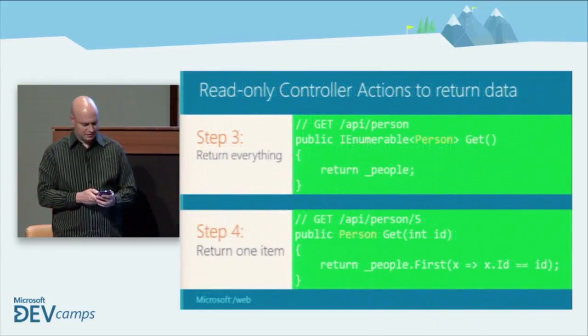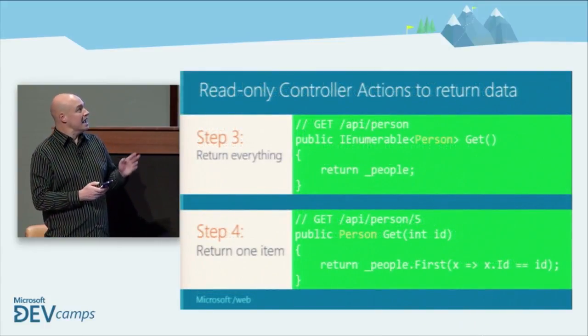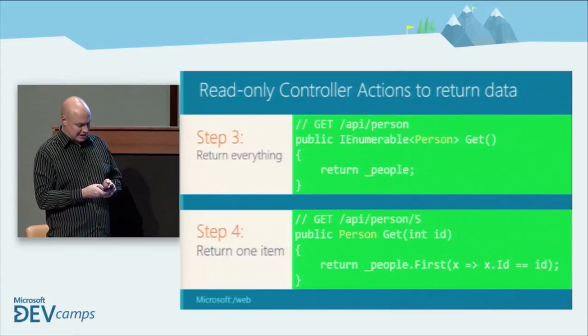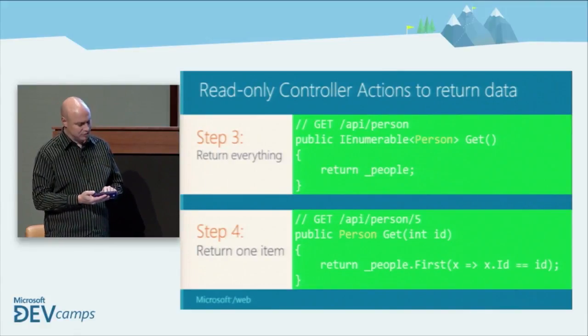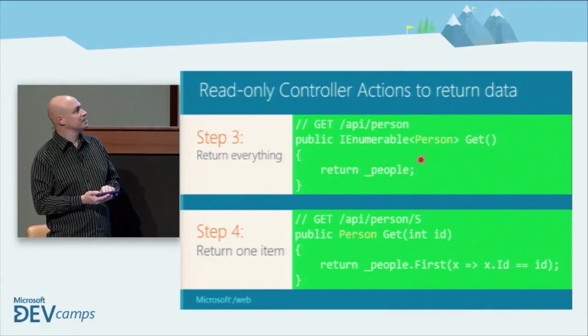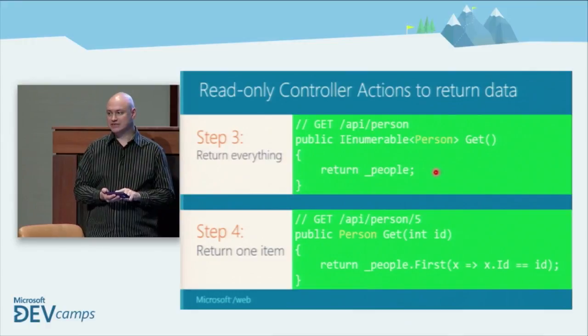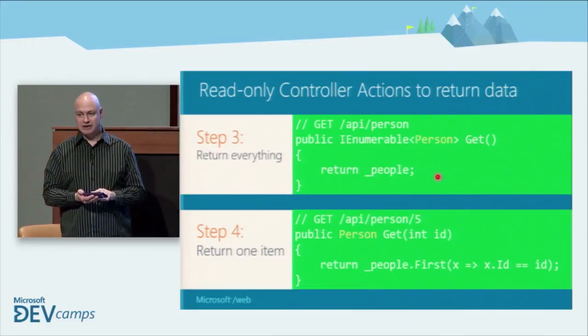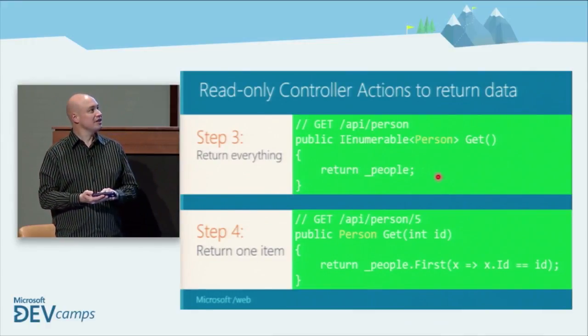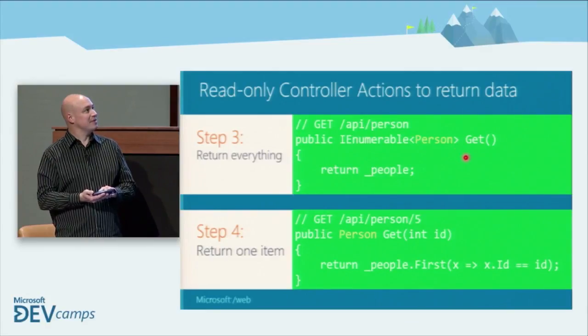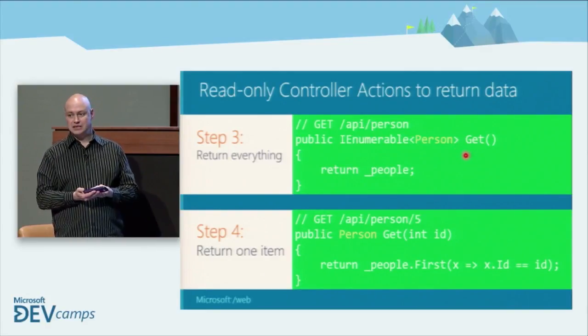Now, in order to get things from that, this is pretty much exactly the same kind of API surface that you would see from an MVC controller. Get is going to return all the people. This would be like a list view or an index view on an MVC application. Now here's a really key thing. This get method is an HTTP verb.